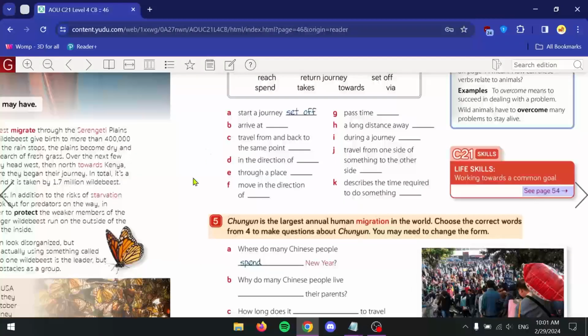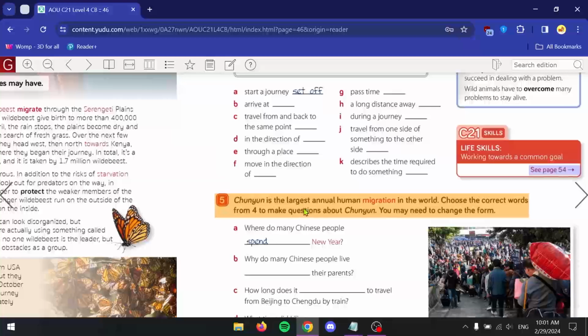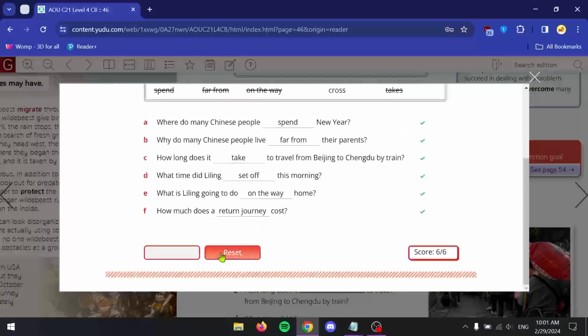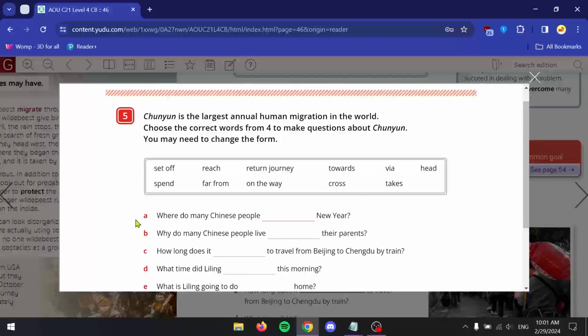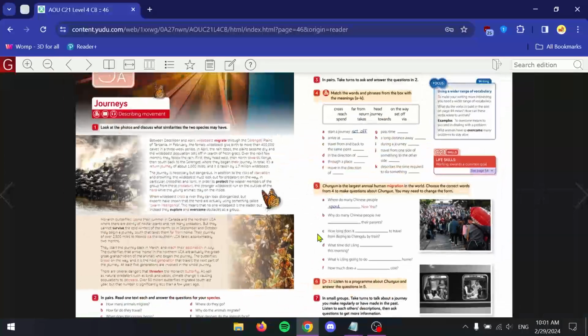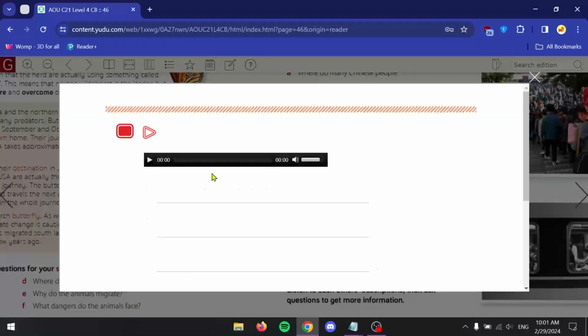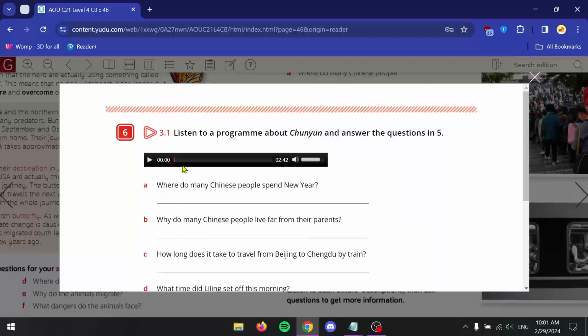Now, let's go to exercise 5. Let me reset this. Okay, actually, before we do that, let's go to exercise 6 first because we have an audio that we need to listen to before we do exercise 5. So here's what we're going to do. Listen to a program about Chunyun and answer the questions in 5.